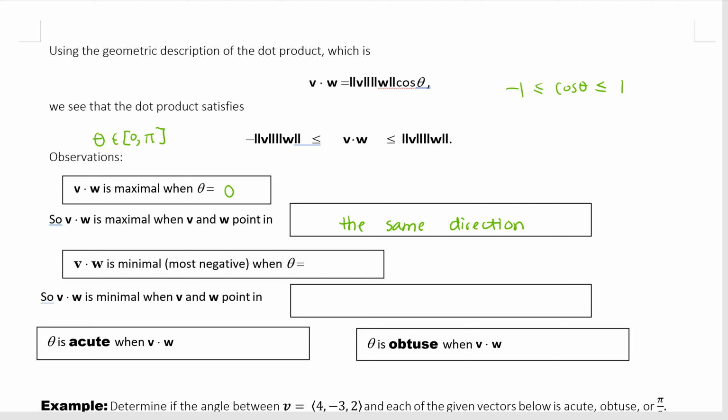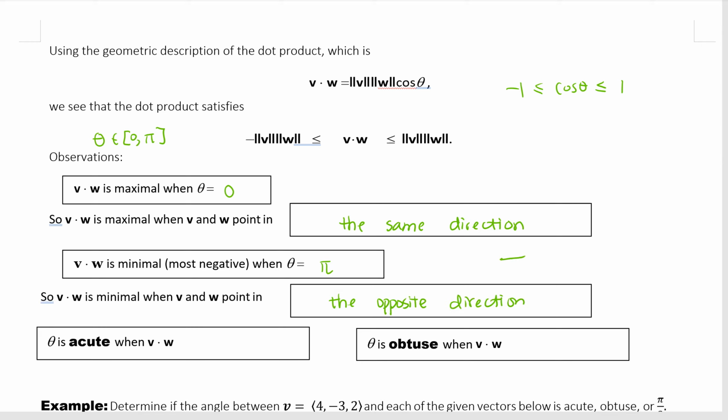Okay, and when is it minimum? Minimum is when cosine theta equals -1. When is cosine theta -1? Well, that's when theta equals pi. What does that mean? That means they point in the opposite direction.